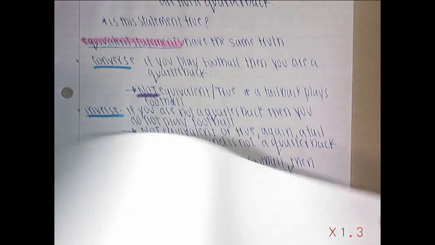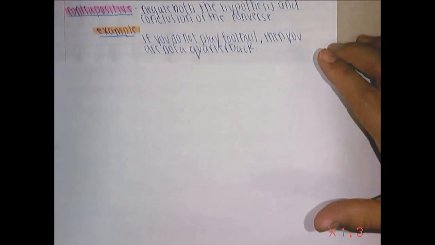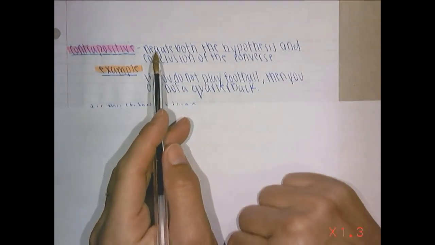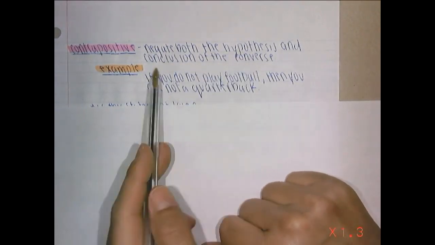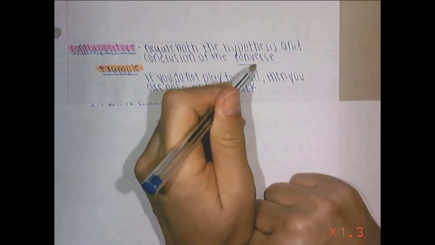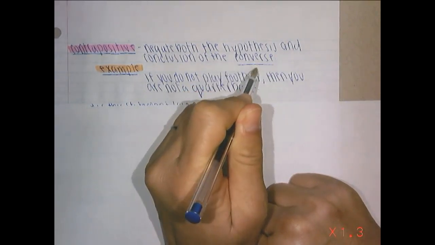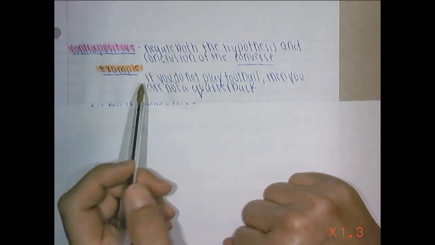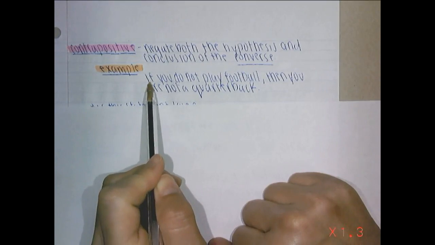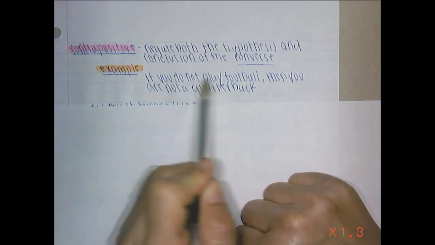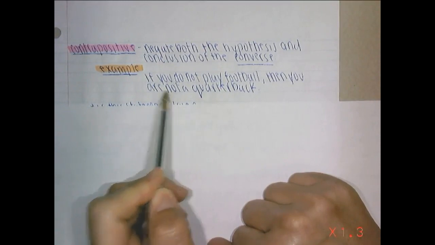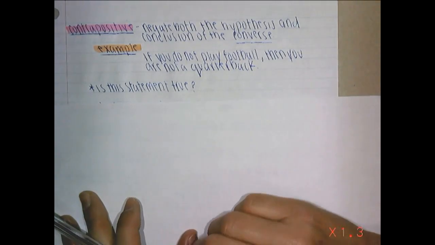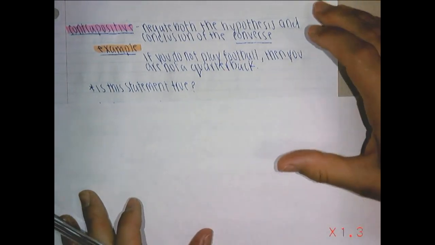Then we move into the contrapositive. What we're going to do is negate again. We're going to put a not in front of the hypothesis and the conclusion of the converse. So we're taking the converse, that statement that we flipped, and we're going to negate that. Here's our statement that we flipped negated: if you do not play football, then you are not a quarterback. Is this statement true? Well, let's think about these.